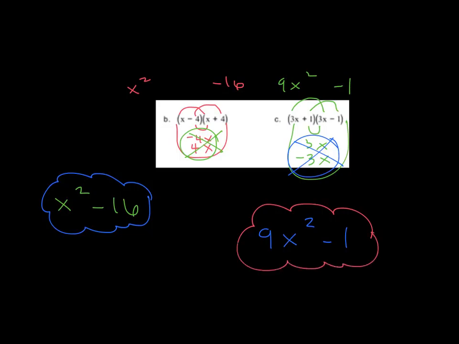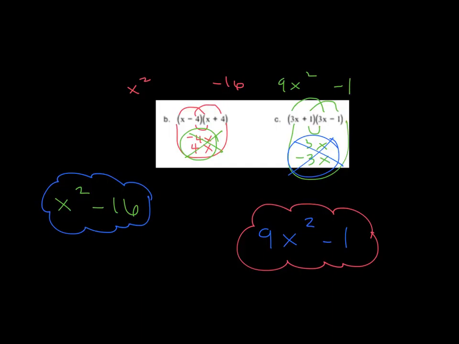Now some of you at this point realize that if you know the pattern, you can just square x, there's your x squared, and then square this term, that's 16, and then you know it's going to be subtraction. So let's see if that works over here. 3x squared would be 9x squared, because that's 3x times 3x. 1 squared is 1, and then I know it's a difference of 2 squares, so it is subtraction.